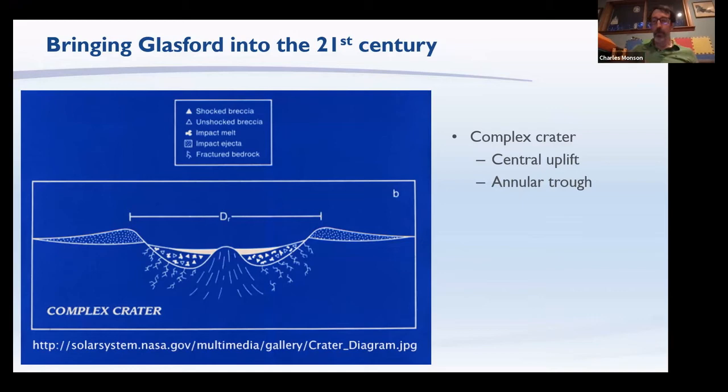It would be expected to look like this, something called a complex crater, which, yes, has a pit, but also a central uplift in the middle. There's a big rise in the middle where underlying rock was faulted and pushed up. And that fit the dome that we knew about at Glasford fairly well. So that was the first thing I wanted to do, just update the model.